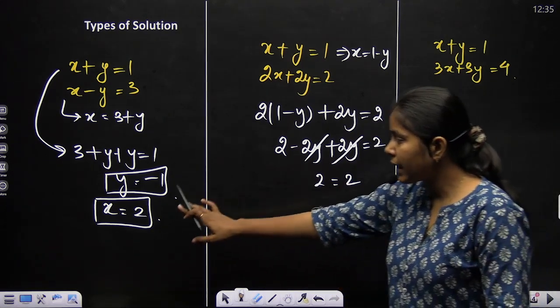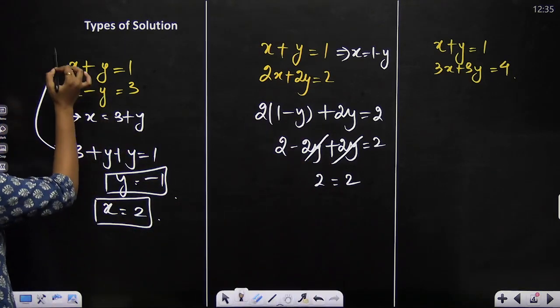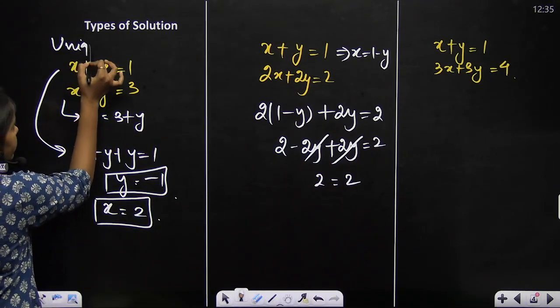So in the first case, I get a unique solution. I get the value of x as 2 and y as minus 1. So we say that it is my unique solution.